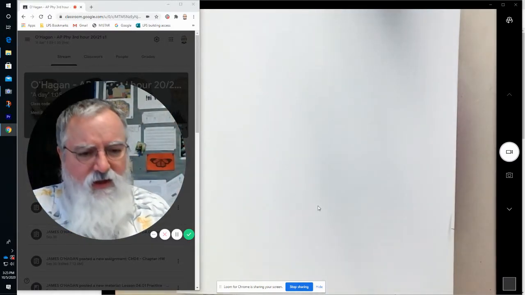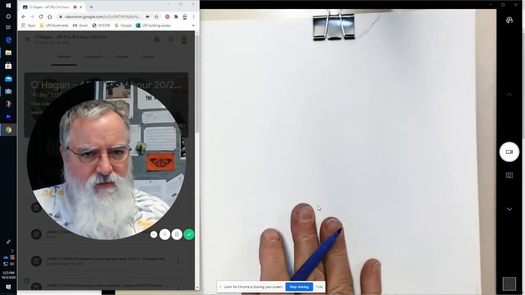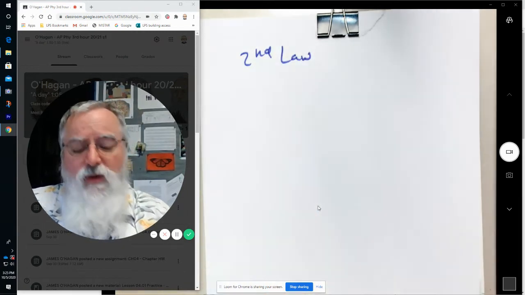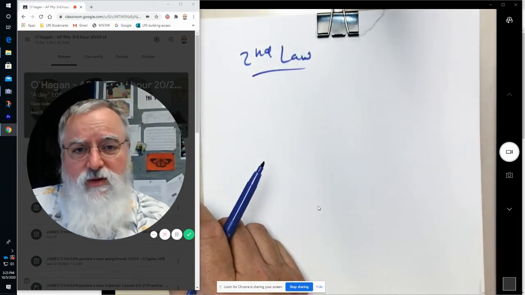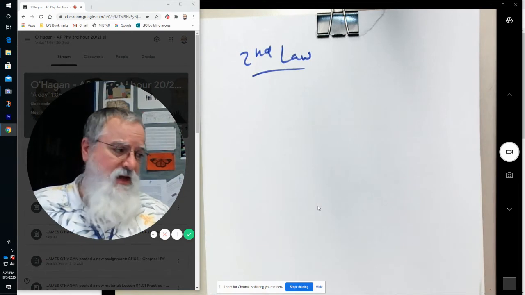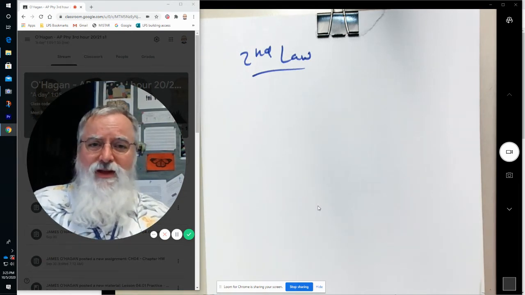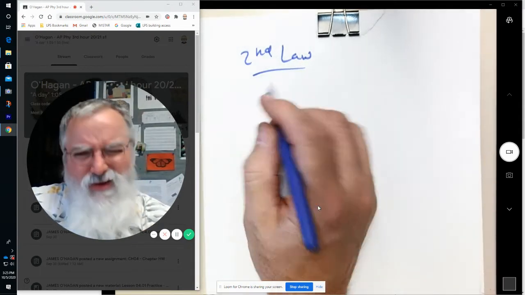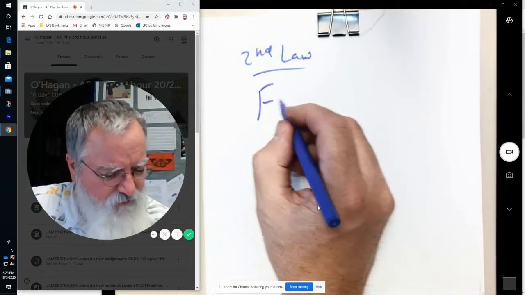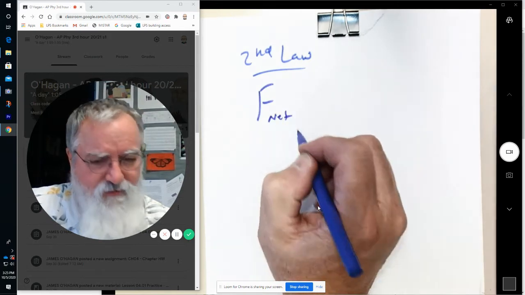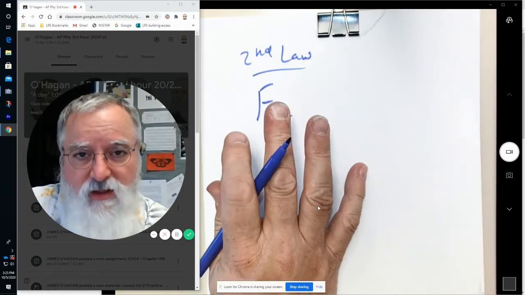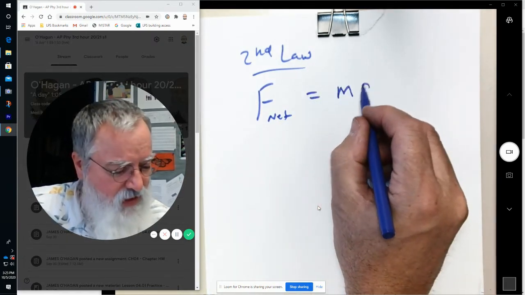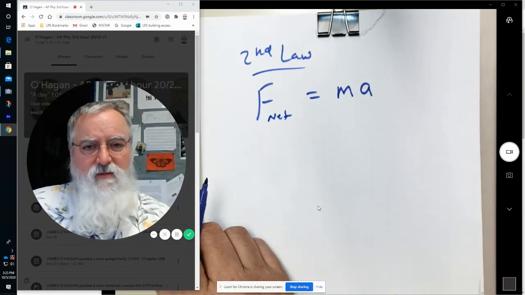to Newton's second law. If you really understand Newton's second law, you don't need Newton's first law, because Newton's second law takes that idea of Newton's first law, puts an equation to it, and actually expands on the idea. Here's the equation. Force net, so the net force, sometimes written the unbalanced force, is equal to the mass of an object times its acceleration.